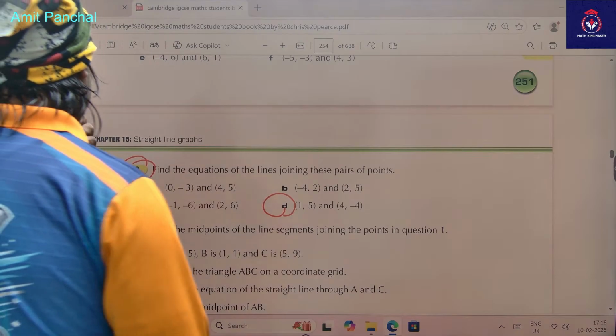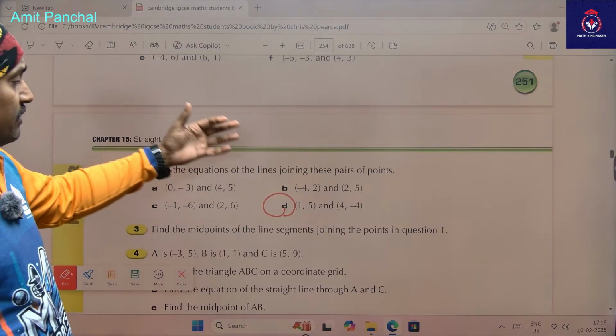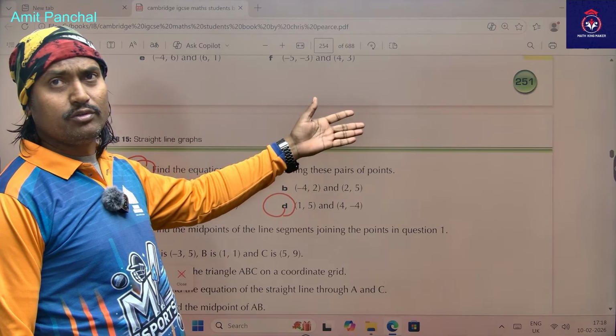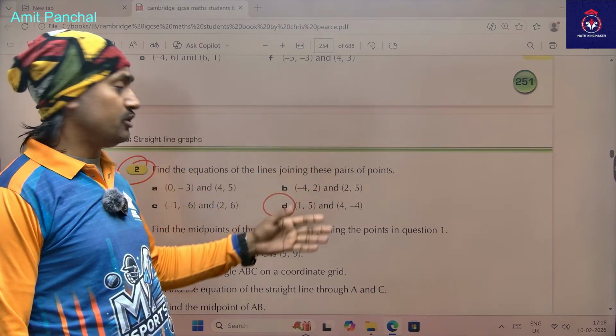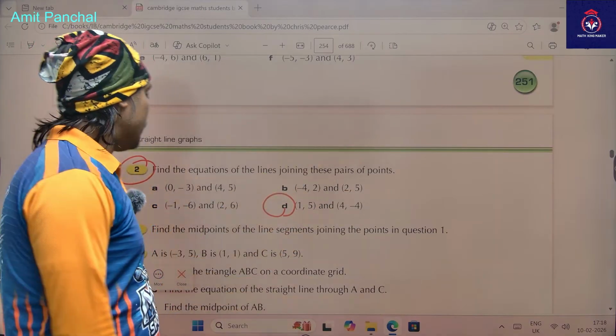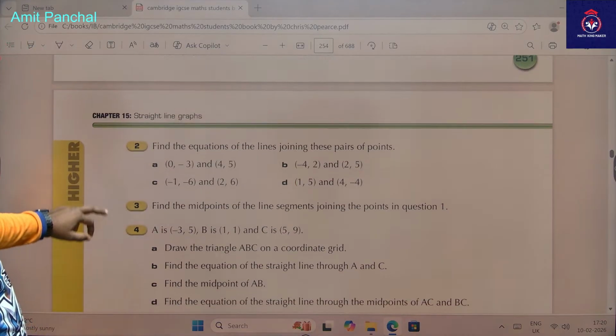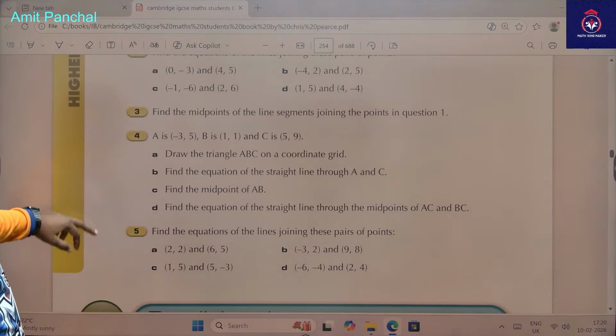Okay. So first of all, we'll find the slope, and after finding the slope, we'll put that slope into the equation, and then we substitute either 1, 5 or 4, minus 4. So we'll get the value of c. Okay. This is a little complicated.